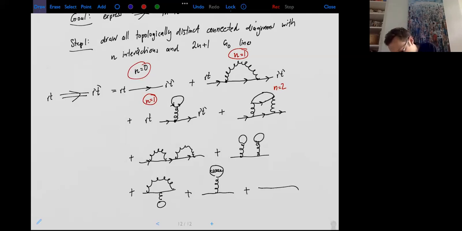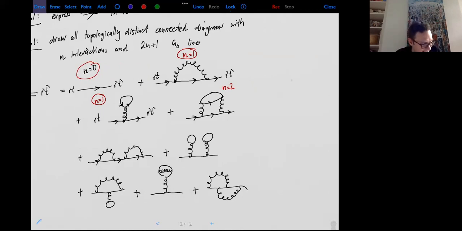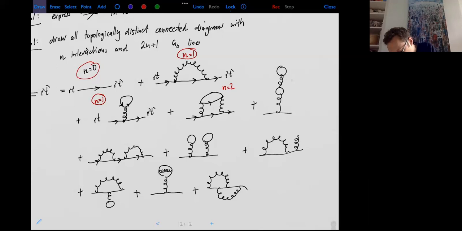We've got a process like this. We're still at second order, by the way, right? So all these have 2 interaction lines. There's a couple more. There's this guy. There is this guy. And finally, there's this guy. So these are all n equals 2.